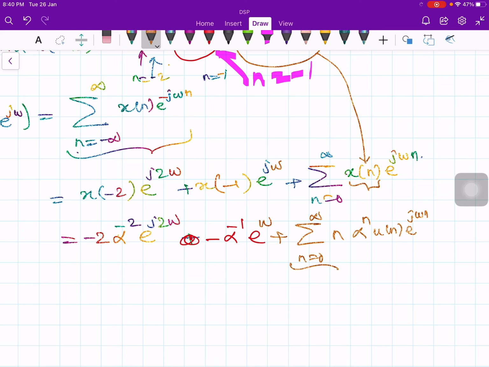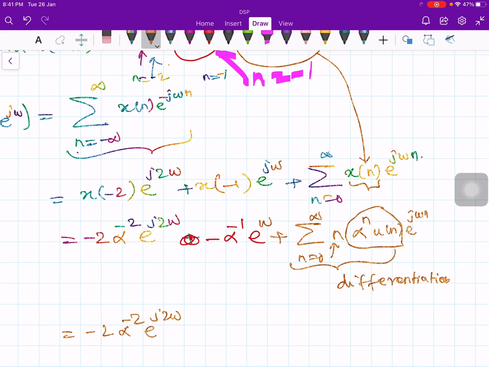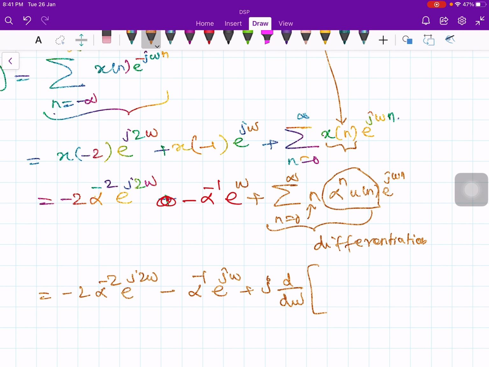Now here you can apply the differentiation property. We know the formula, we know the discrete time Fourier transform of alpha to the n. If you multiply by n, then you apply differentiation property. Therefore this is minus 2 alpha to the minus 2 e to the j2 omega minus alpha to the minus 1 e to the j omega plus j times d by d omega of the Fourier transform of alpha to the n u of n, that is 1 by 1 minus alpha e to the minus j omega.